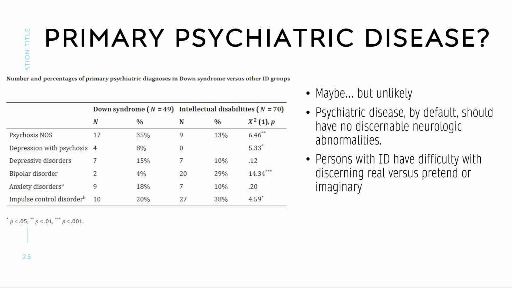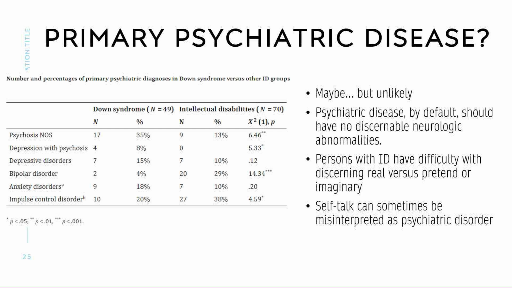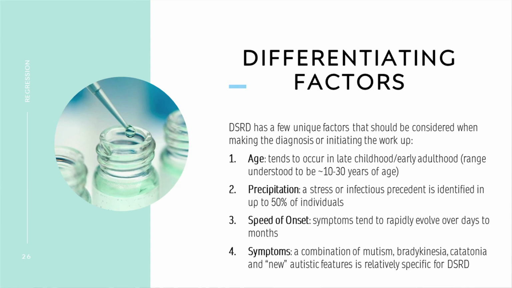I also just want to make a side note that persons with intellectual disability typically have difficulty with discerning real versus pretend or imaginary, and the concept of self-talk can sometimes be misinterpreted as a psychiatric disorder, when it may not actually be. So to summarize the differentiating factors here, there's some unique things going on.